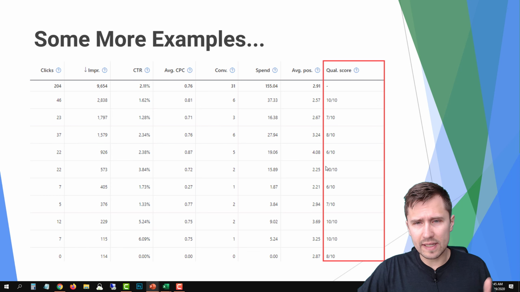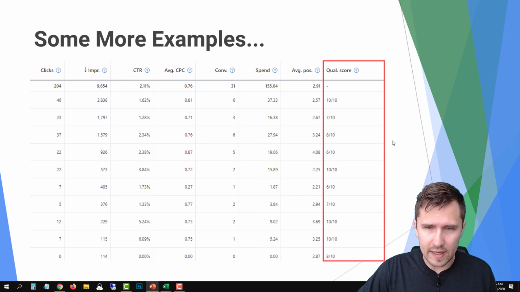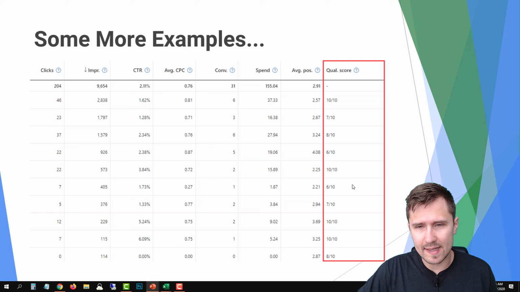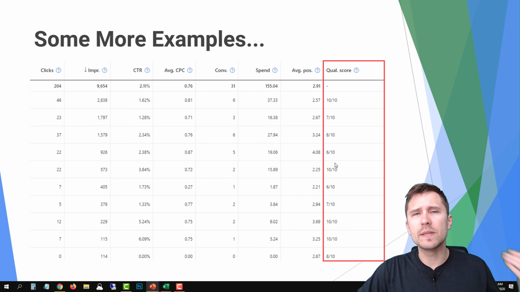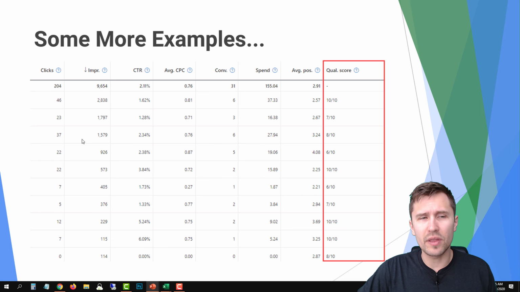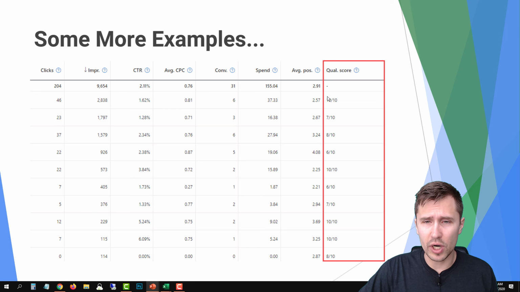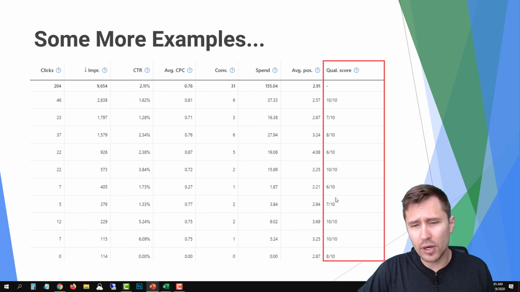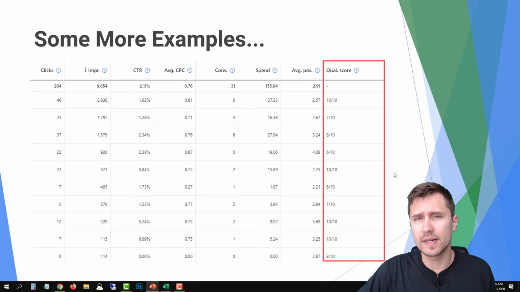So I broke down these quality scores. As you can see, I'm not some magician. I'm not getting 10s, 8s, and 9s on every single keyword. I do have some 6s and 7s, but where it matters most are the keywords with the most search volume and the most impressions, and this averages out to an 8, okay? So this is actually pretty good, and as I keep optimizing this campaign, this is a Microsoft Ads campaign, these numbers are going to go up.